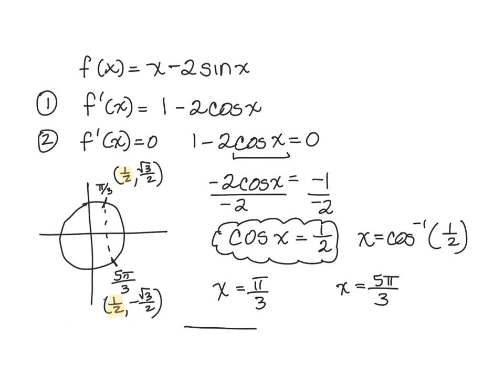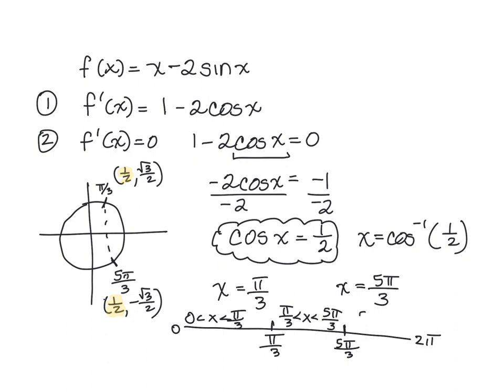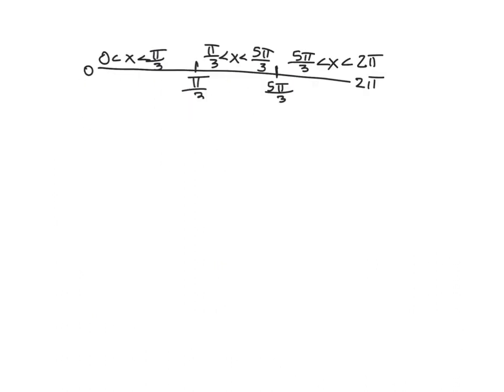So remember, we're going to put this on our number line between 0 and 2 pi, and that's going to break up our number line into 3 sections, which means we need 3 numbers. We need a number between 0 and pi over 3. We need a number between pi over 3 and 5 pi over 3. And we need a number between 5 pi over 3 and 2 pi. And those are going to be our test points.